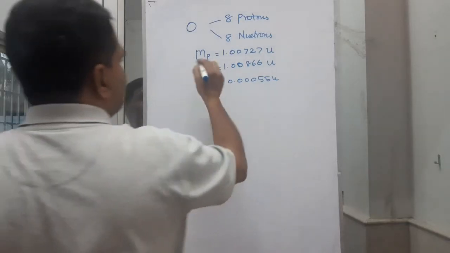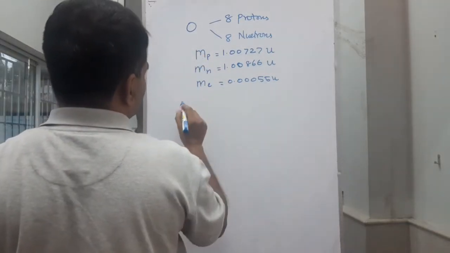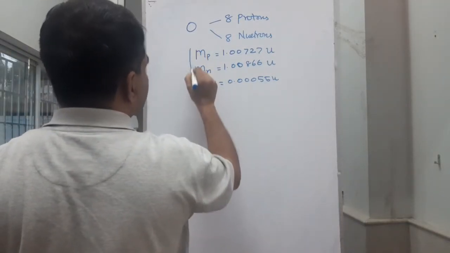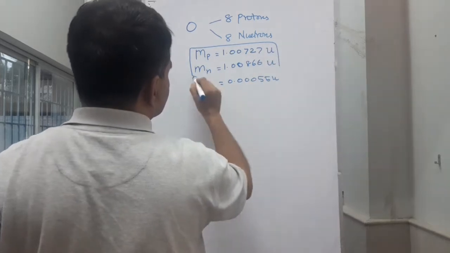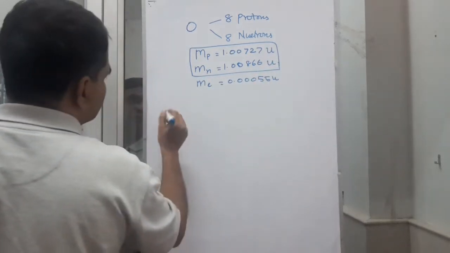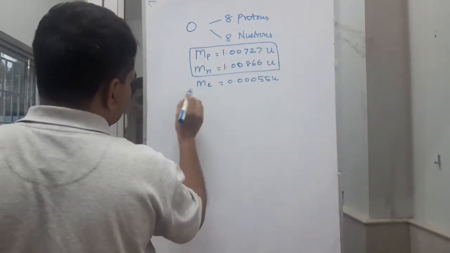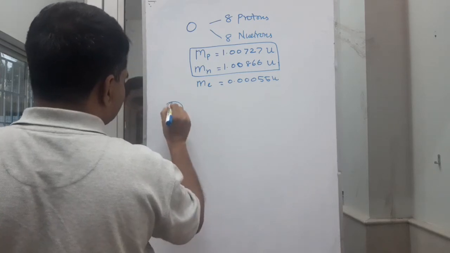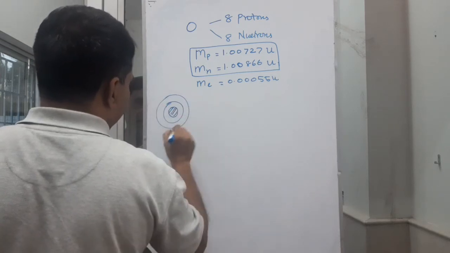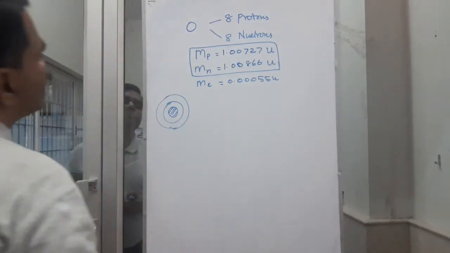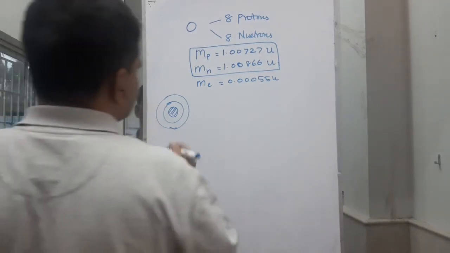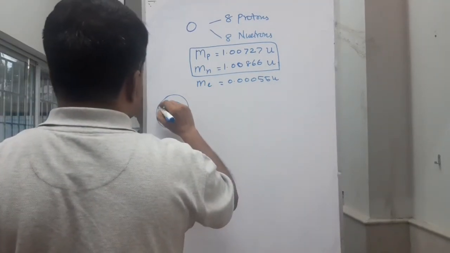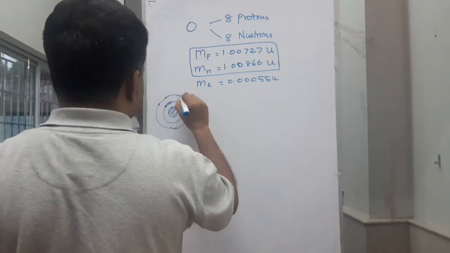So the expected mass of the nucleus. If I have the oxygen atom, you have the nucleus here, and that's how it is, 2 here, and then 6 here.